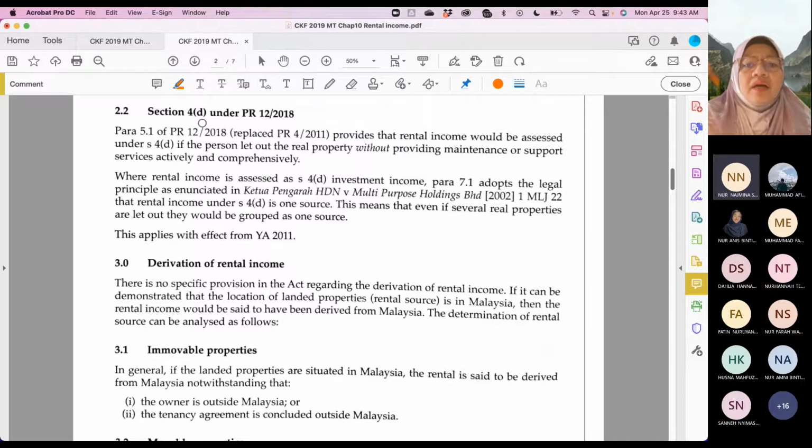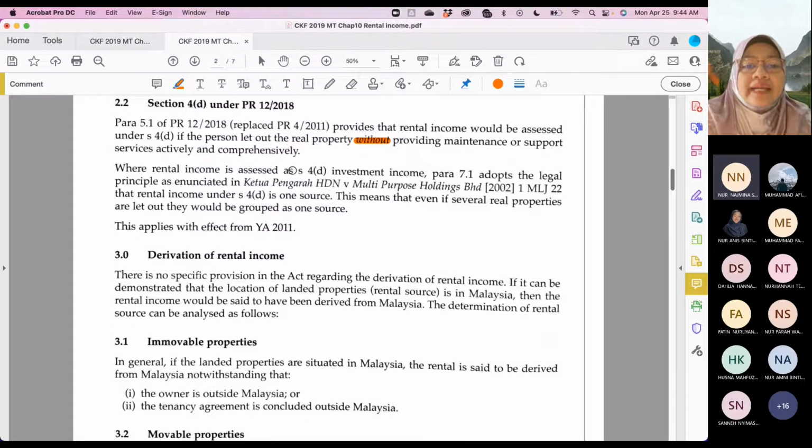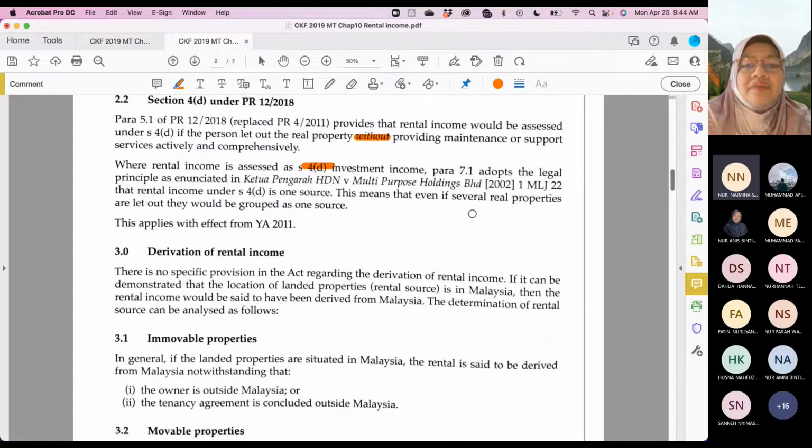rental income would be assessed under 4D if the person lets out the property without providing maintenance or support service actively and comprehensively. When you assess that under section 4D, it means that even if several real properties are let out, they would be grouped as one. Similarly, under section 4D, if you have many properties, then we combine all income from all the properties minus all expenses from all the properties as one source of rental income.